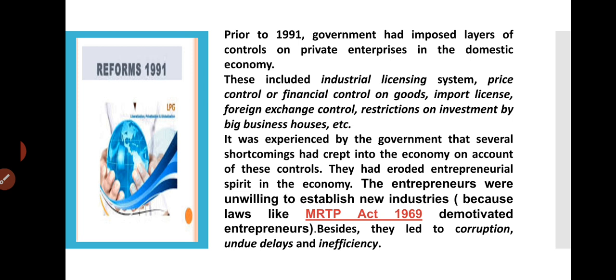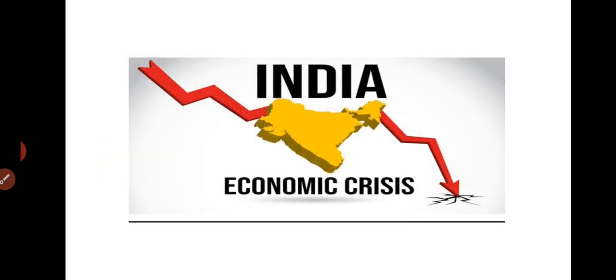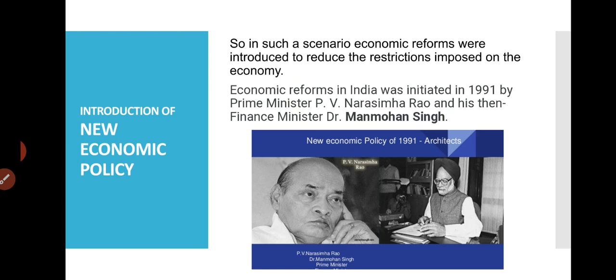The performance of public sector units was also not very good. There were cases of corruption, undue delays, and inefficiency. And there were a number of other reasons which we have seen in the previous video, which led to the economic crisis. And because of this crisis, India had to take loan from the World Bank. We had to take a $7 billion loan, and this loan was a tied loan. In return, we had to introduce some changes in our economy, and these changes only were termed as economic reforms or the new economic policy.